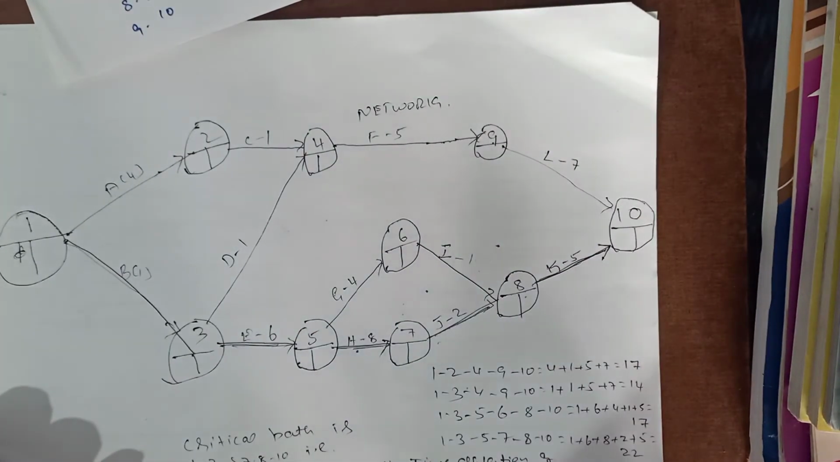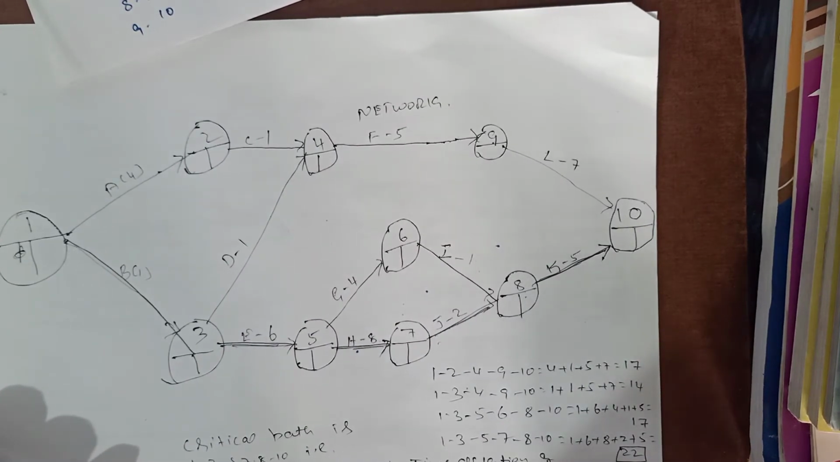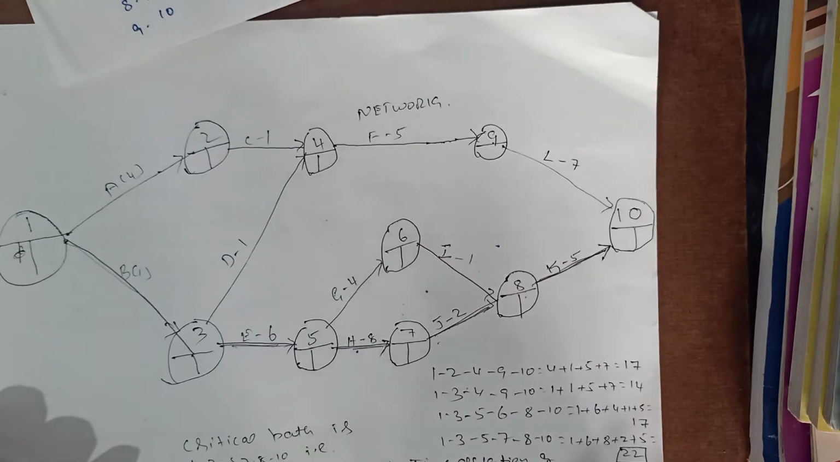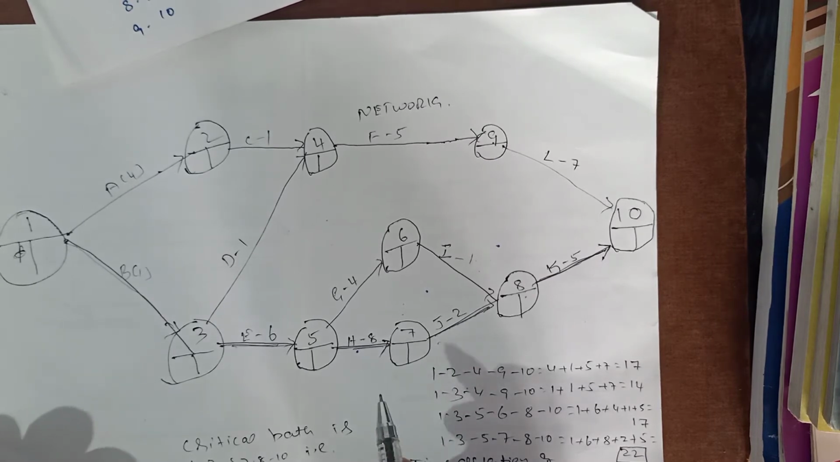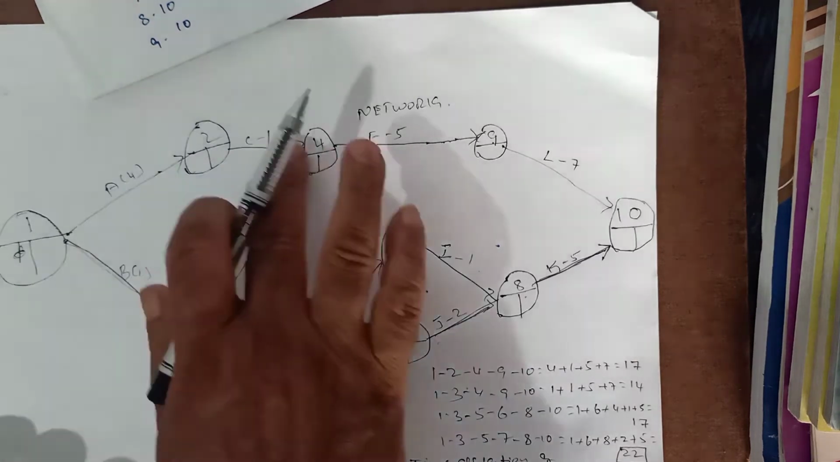We have calculated the critical path, the time duration. The longest path in the network is called the critical path. So that 22 days is the critical path time duration. Next step is to calculate the earliest start time of the activity. Earliest start time of the activity we will call the forward pass.